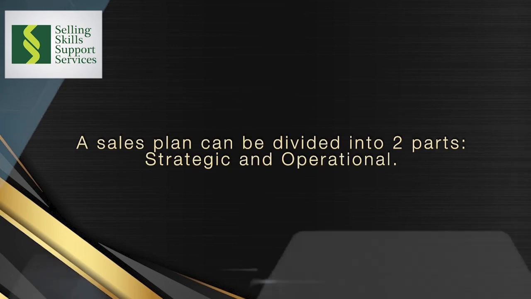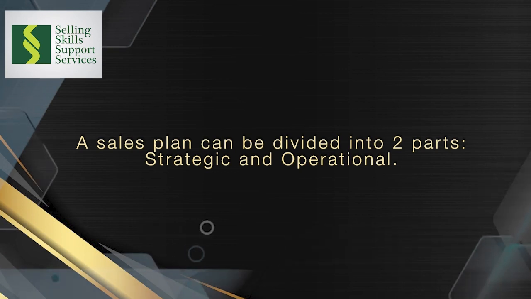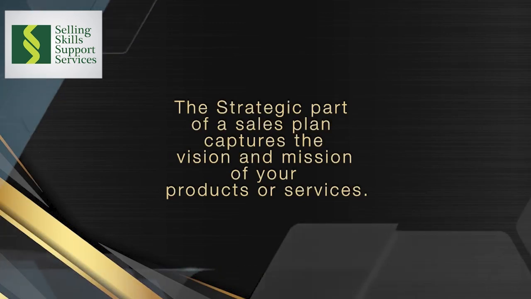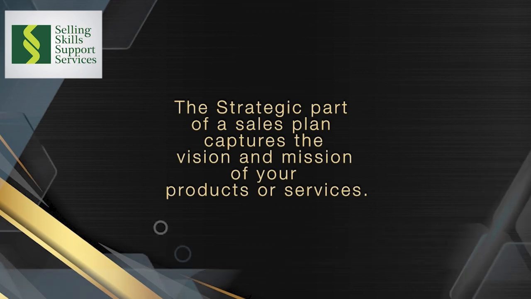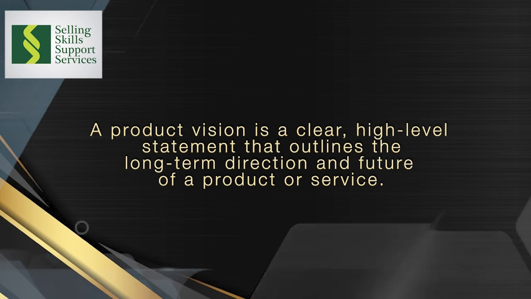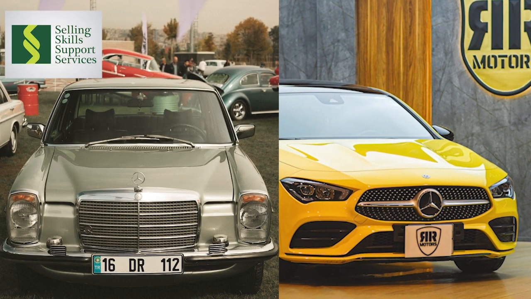A sales plan can be divided into two broad parts: strategic and operational. The strategic part of a sales plan captures the vision and mission of your products and services within the context of your market and your environment. So, a product vision is a clear, high-level statement that outlines the long-term direction and future of that product or service. In other words, it captures where the product or service should be in the future.